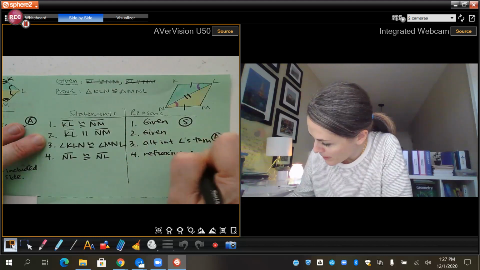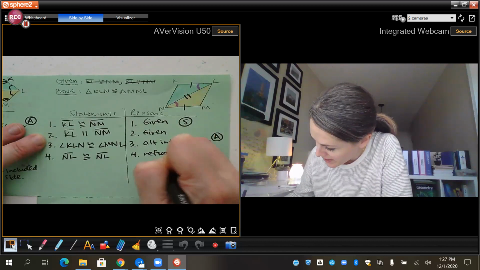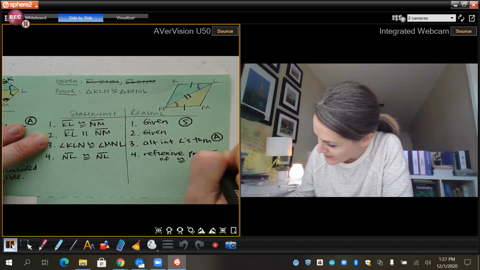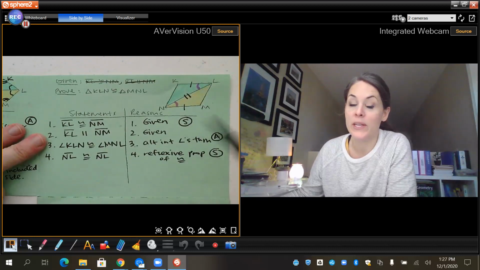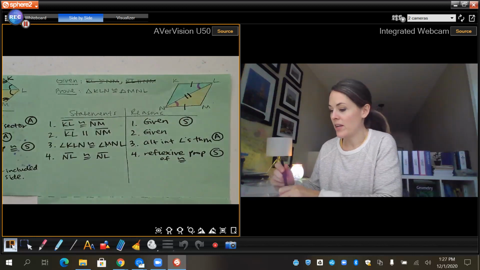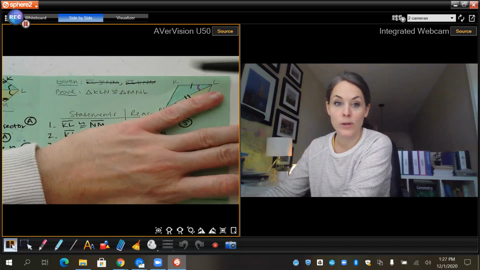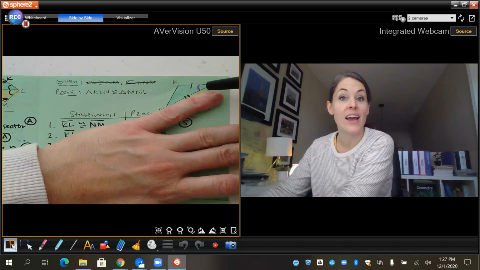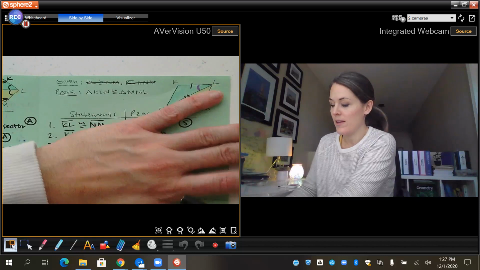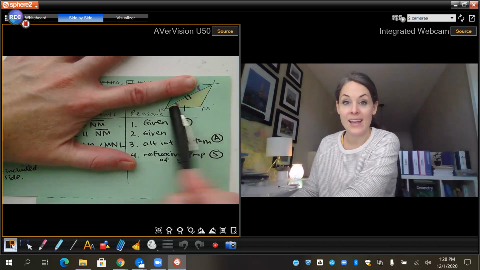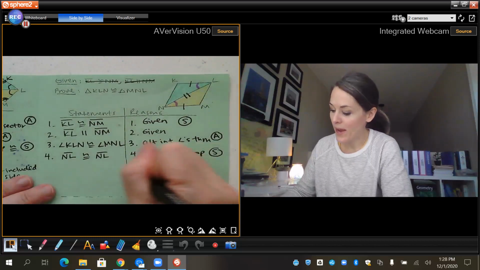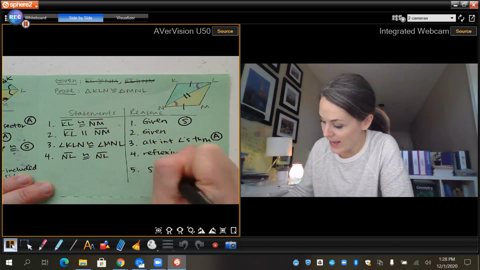Reflexive property of congruence. That gave me a set of sides. Now here it's SAS, but remember we need to check the order in the picture. So if I look at that blue triangle here, I have two sides, and that is the angle directly between them. So then it would have to be the same for this orange one. So I have the two sides and the angle between them. So I can prove those by SAS.